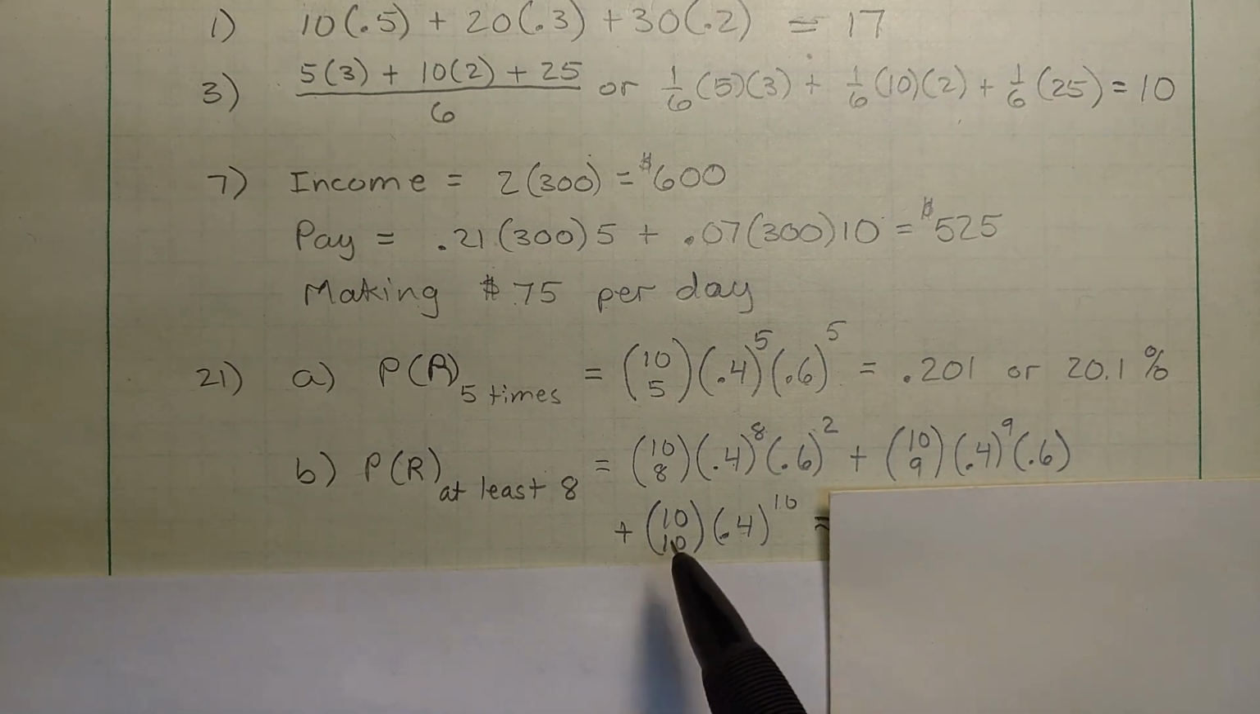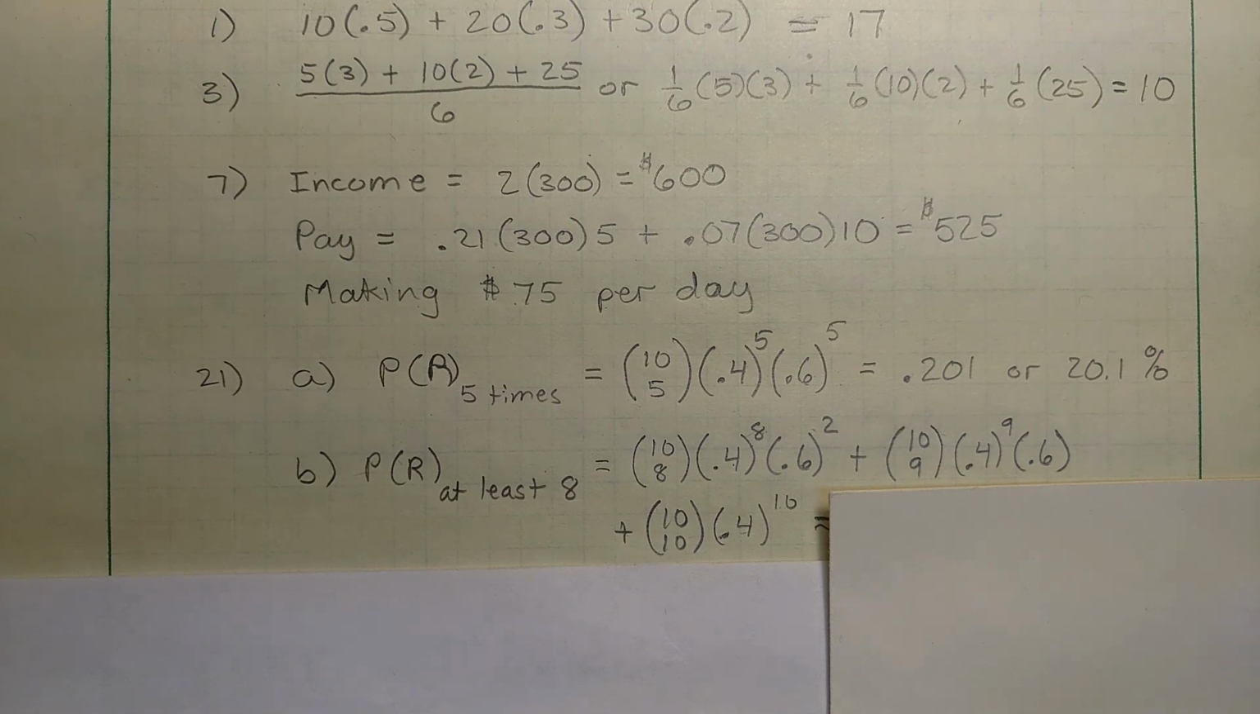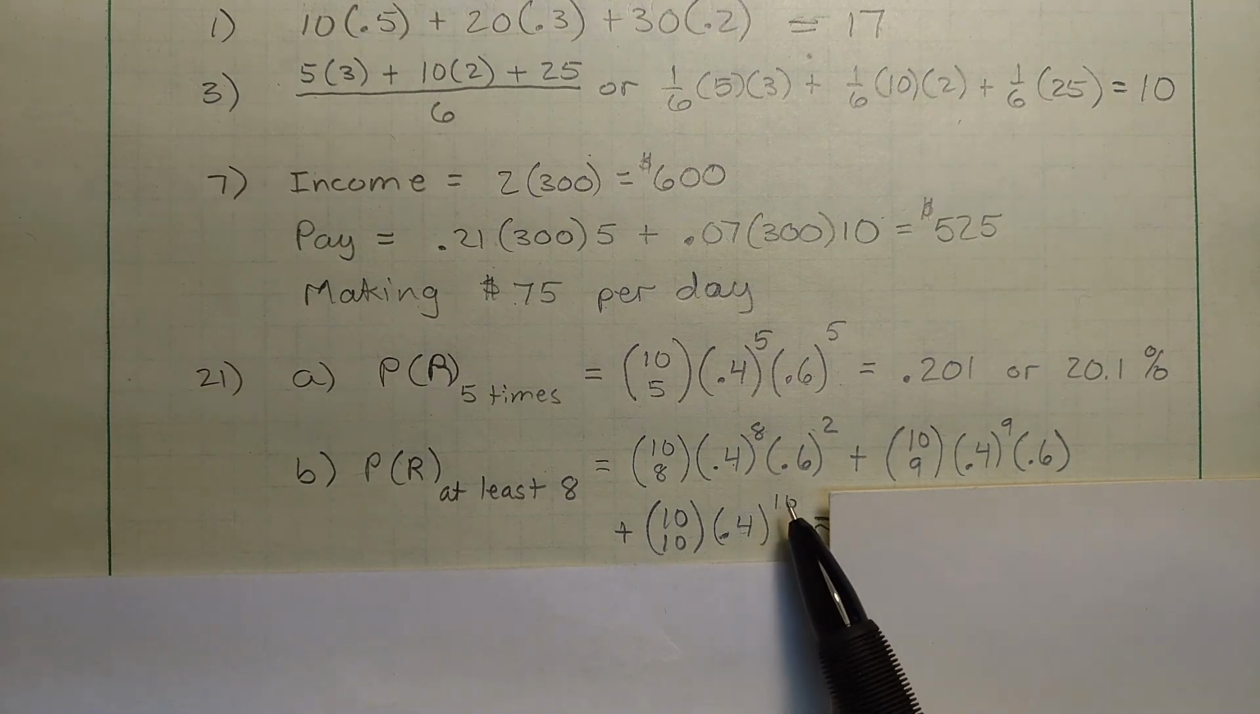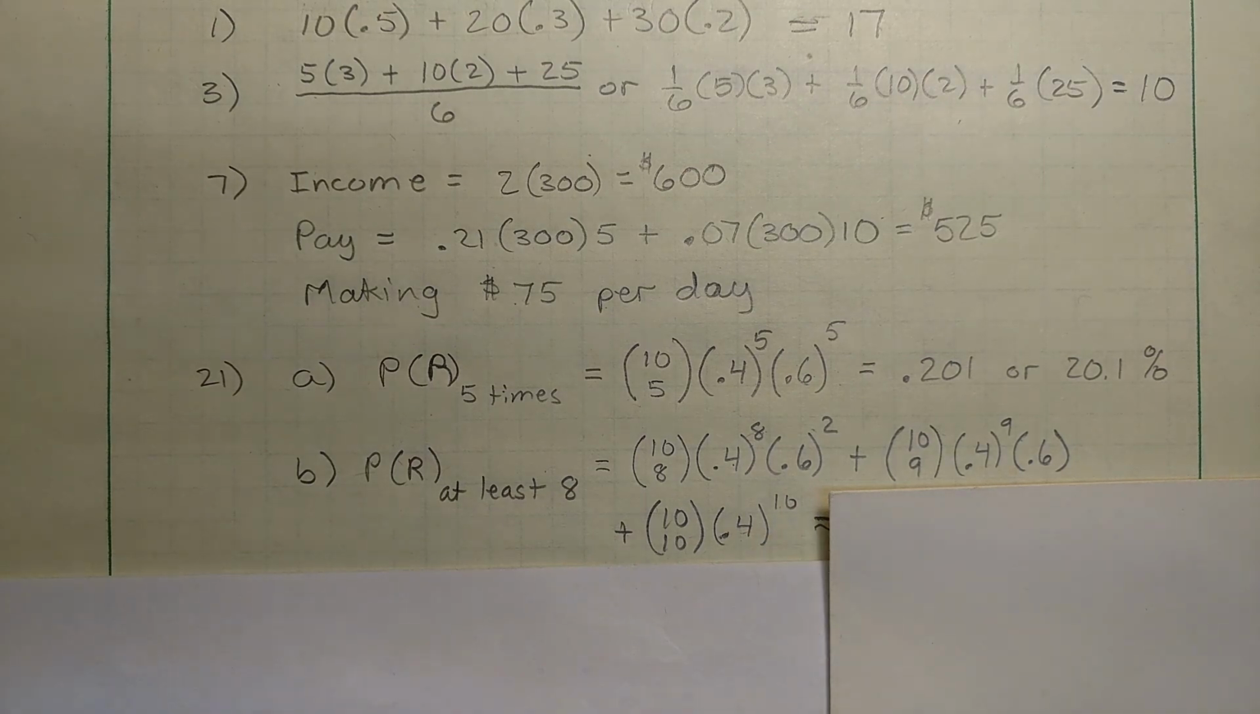By the way, 10C10, I hope everyone knows that's just 1. So this is just 0.4 to the 10th. Because if you want to think of it, you want it to happen all 10 times. So it's just 0.4 times 0.4 times 0.4, 10 times. Anyway, that's it done with the formula. Notice 0.6 would be to the 0 power, which is just 1. So I didn't bother to write that there.